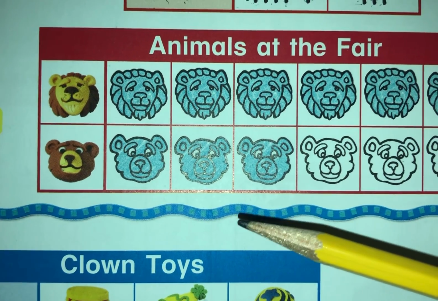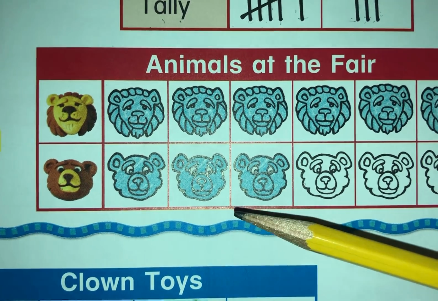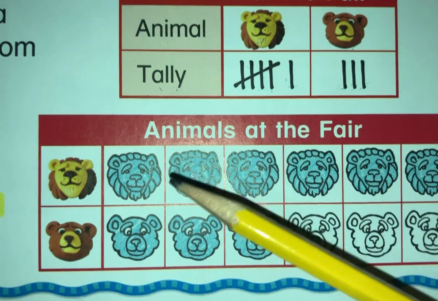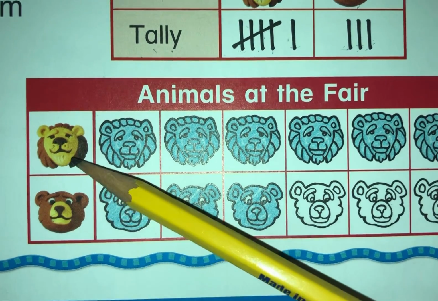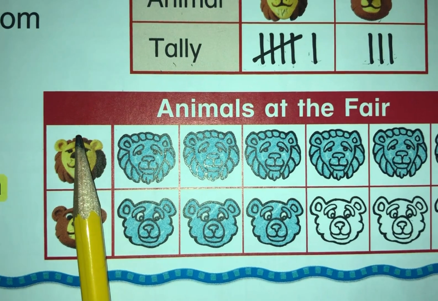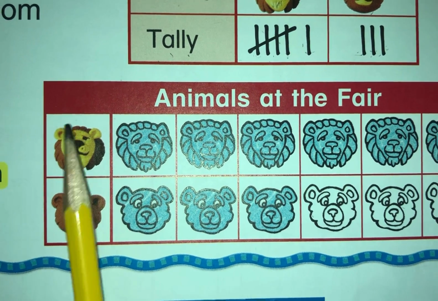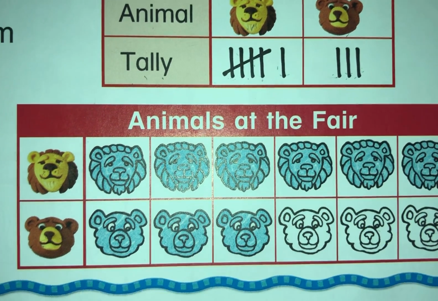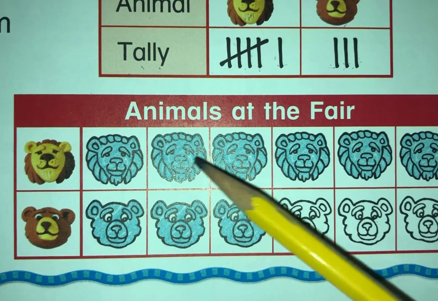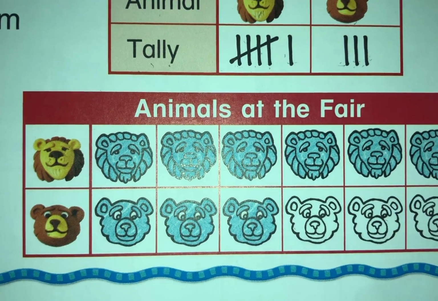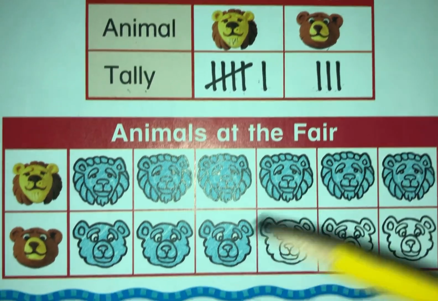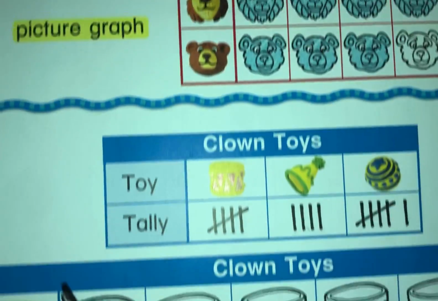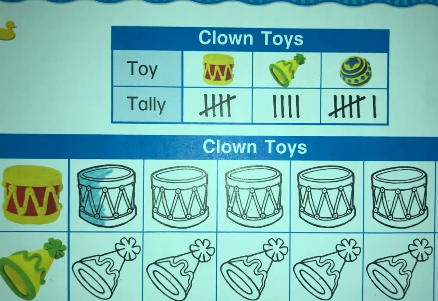Now, we're going to go down to the picture graph. The picture graph is going to show the same information as our tally chart. So, again, animals at the fair, lions. Now, remember, these are your key pictures, so you're not going to count them. So, how many lions? There were 6 tally marks, so you would color in 6 lions. 1, 2, 3, 4, 5, 6. How many bears? There were 3 tally marks, so you would color in 1, 2, 3 bears. Okay, let's go down to the duck row or the duck box.